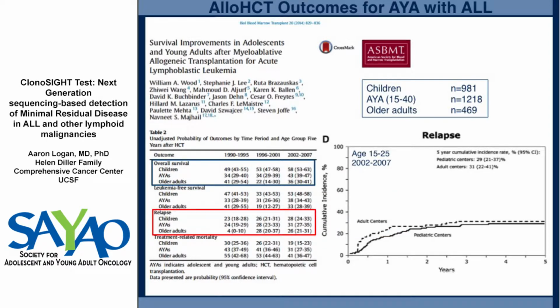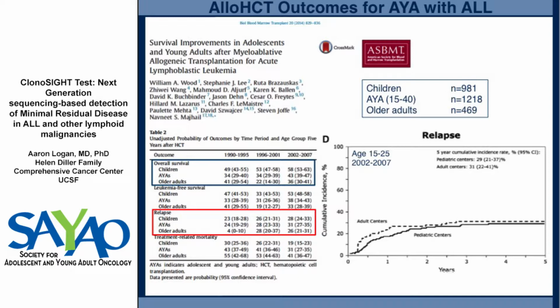Another interesting facet of the study shown on the lower right is the outcome of patients in the AYA population, age 15 to 25, in a recent era of therapy, 2002 to 2007, whether they were transplanted at an adult center or a pediatric center. And you can see the outcomes are the same.